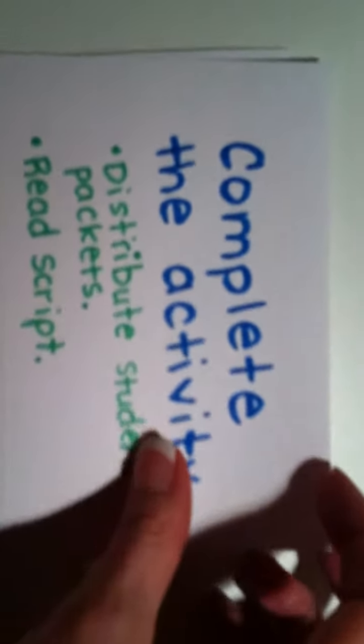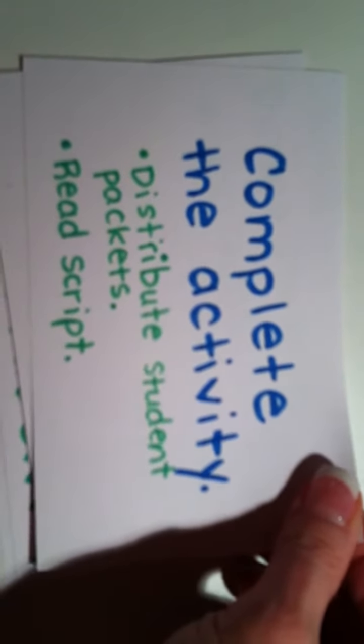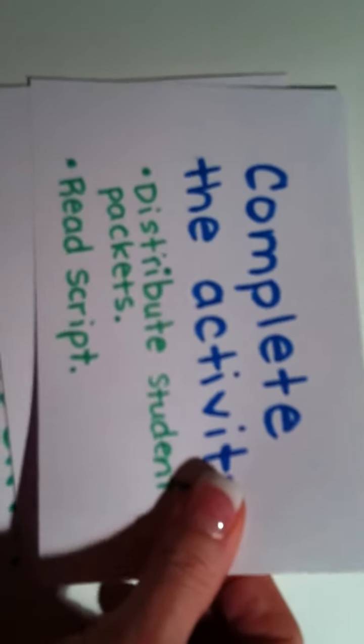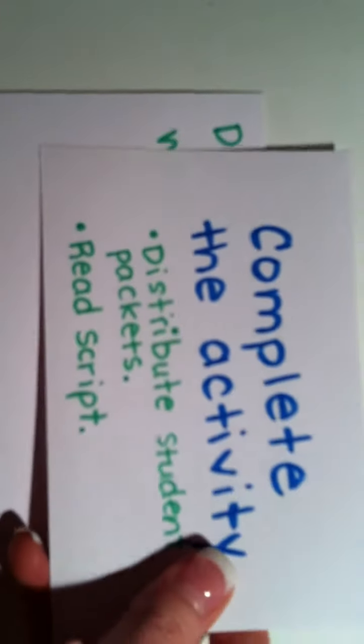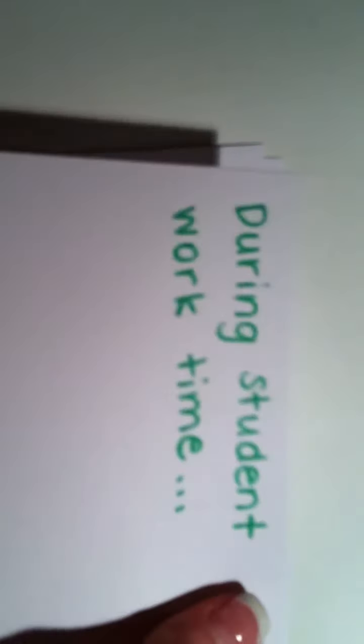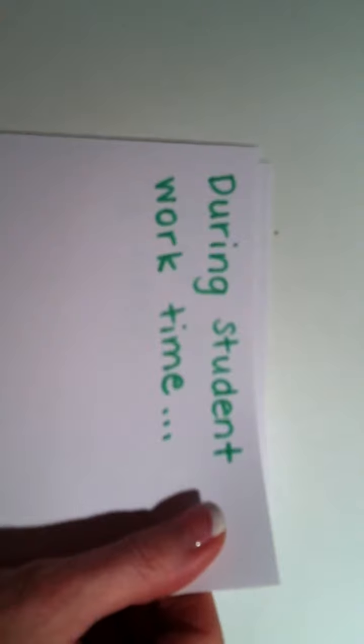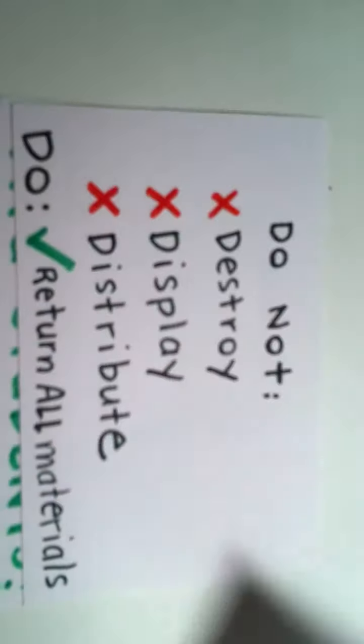You'll complete the activity by distributing the students' packets and read the script and follow the instructions. Give the students the instructions that are in your script. During student work time, you'll walk around. You can say some of those things to encourage elaboration and originality. Don't give them any ideas, of course, but you can say any of those things to encourage them to do their best work. When the lesson is over, you'll collect all the materials.